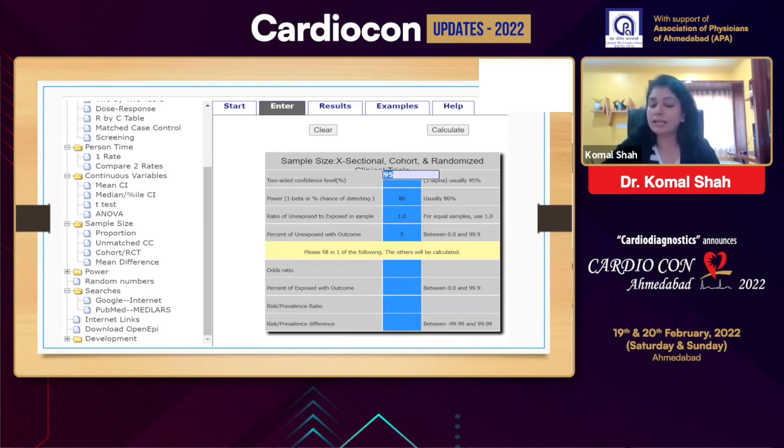Then the ratio of unexposed to exposed in this sample. I want to run an RCT where both the arms will have a similar number of participants, so I'll be putting my ratio as 1. I can change it as per my need also, 1:2 or any other ratio, but for this study, I will be needing 1. Then the percentage of unexposed with the outcome and percentage of exposed with the outcome, odds ratio, and the rest of the other information. Now, this information I have collected from my previously published article.